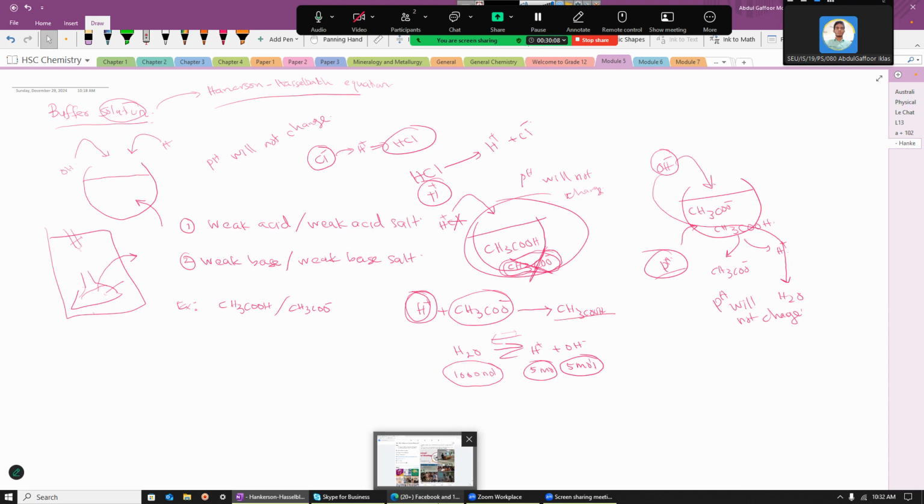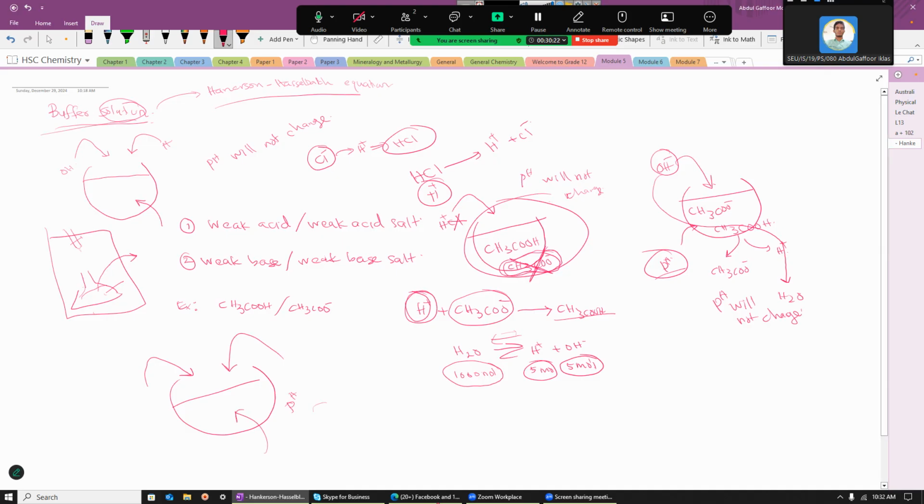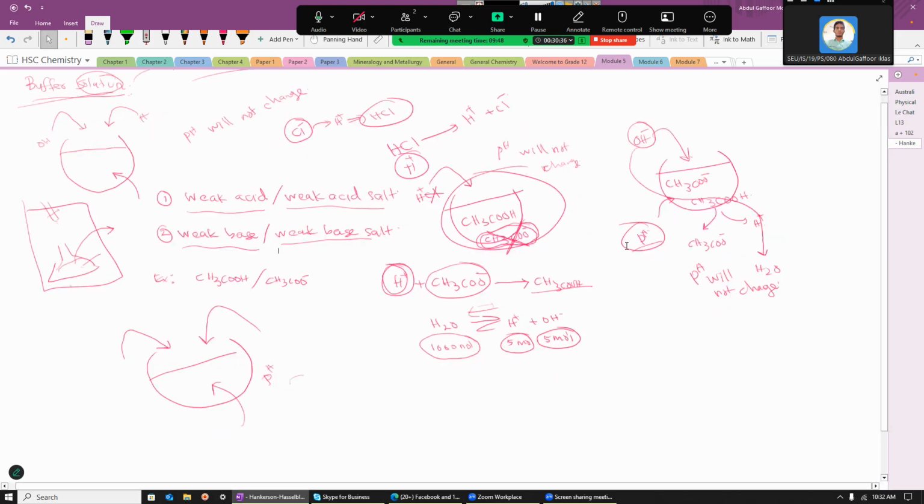You don't need to mention strong acid. Simply you can say, let's say we have a solution. If you add a small amount of H plus or a small amount of OH minus, the pH will not change. Those kinds of solutions are called buffer solutions. And what can act as a buffer solution is a weak acid and weak acid salt pair, and a weak base and weak base salt pair, right? I will give you some more examples.